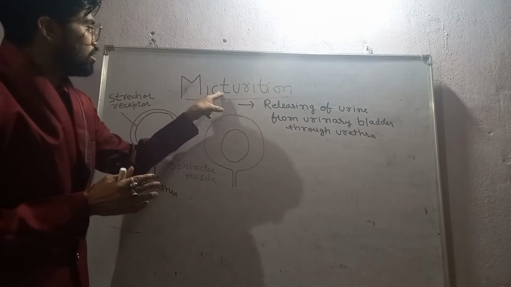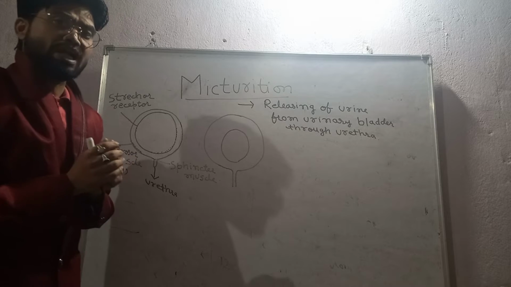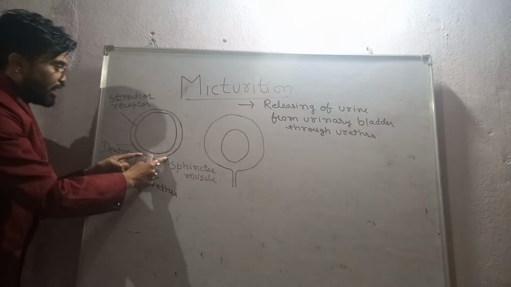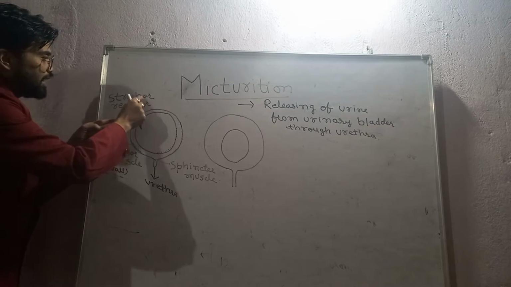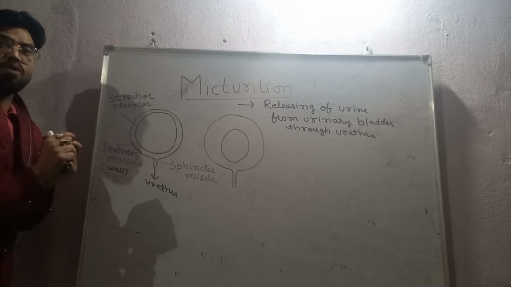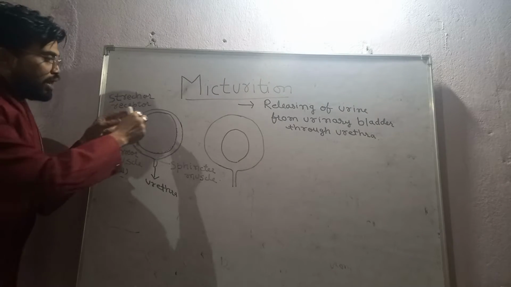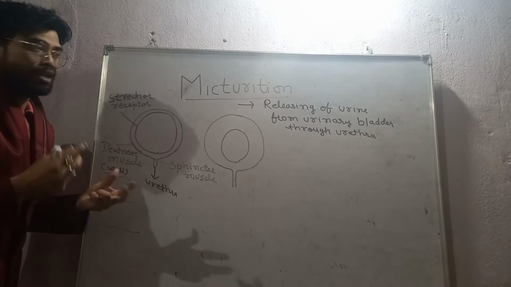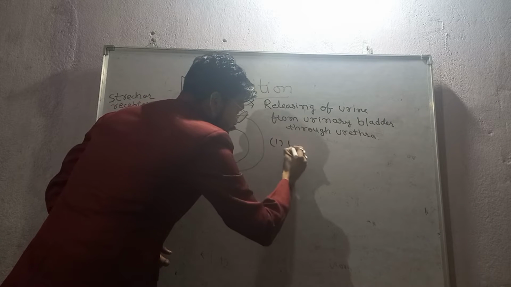Now, this micturition is completed in several steps. So, let's see the steps. Here you are observing the urinary bladder, and there is a stretch receptor. Point number one: the urinary bladder is filled with urine.